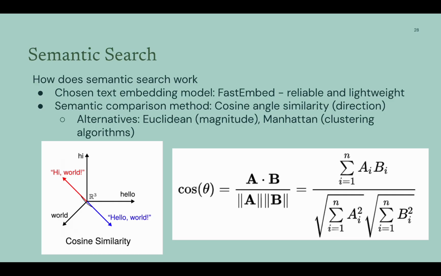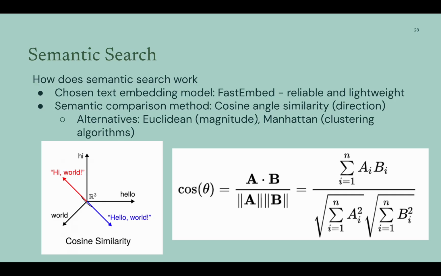Next, for the semantic comparison method, we used cosine angle similarity. This specifically measures the direction, and this is very useful for performing high dimension comparisons and recommendations. Specifically because our project was a recommendation service, we decided to use cosine angle similarity. I'll also dive into a couple alternatives.